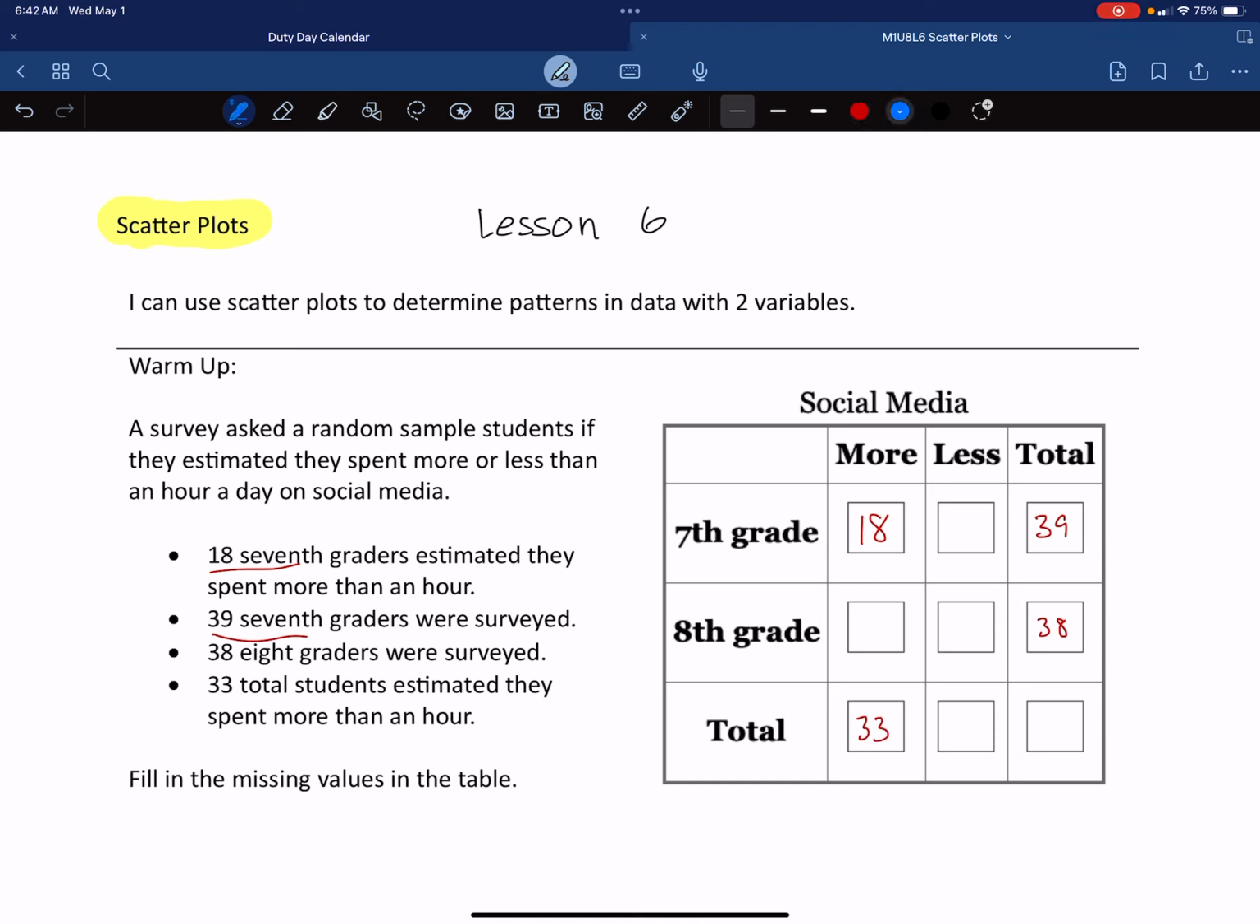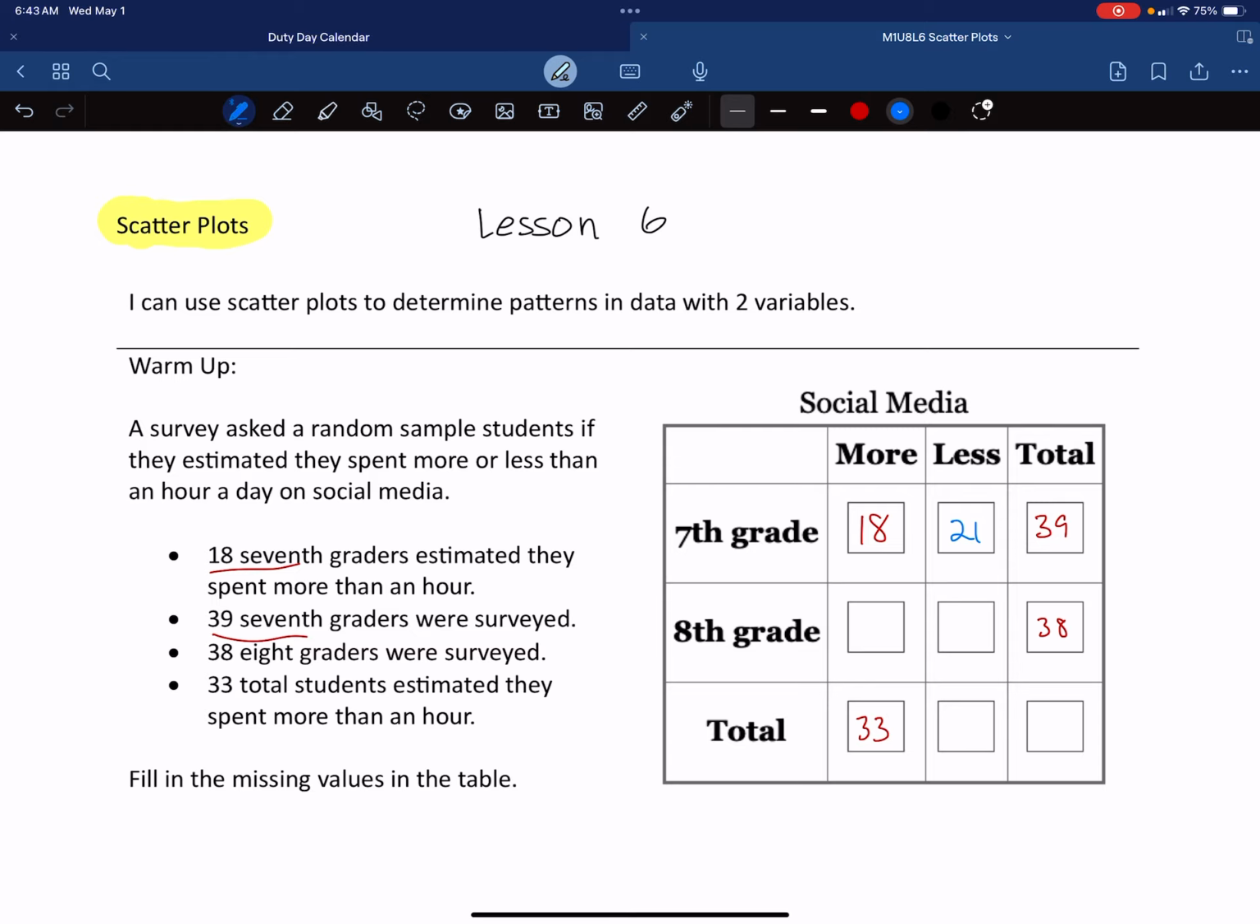Okay, so our job is to fill in the rest of the blanks. Remember when we were talking about two-way tables, all my rows are going to add up, and all my columns are going to add up. So we're just going to use that idea and work backwards. For example, I can do 39 minus 18. 9 minus 8 is going to be 1, and 3 minus 1 is going to be 2. So we're going to have 21 seventh graders who used less than an hour.